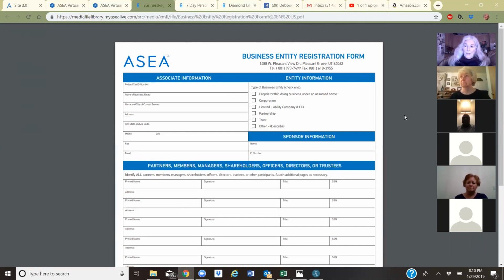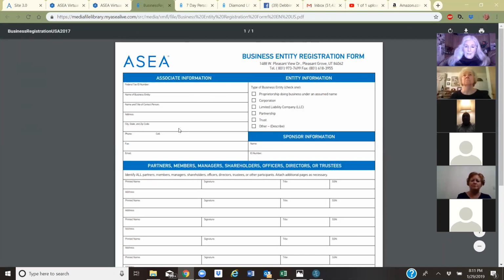As you start making more money, you might want to think about doing that or an S-Corp. S-Corp is very helpful as you start making more money with the new tax laws and stuff. But anyway, so this is what you fill out if you want to. You have to fill out your own name, and then the name of your business and the address and everything like that. And then you have to fill out if it's a proprietorship, doing business under an assumed name, corporation, LLC, partnership, trust, or other.